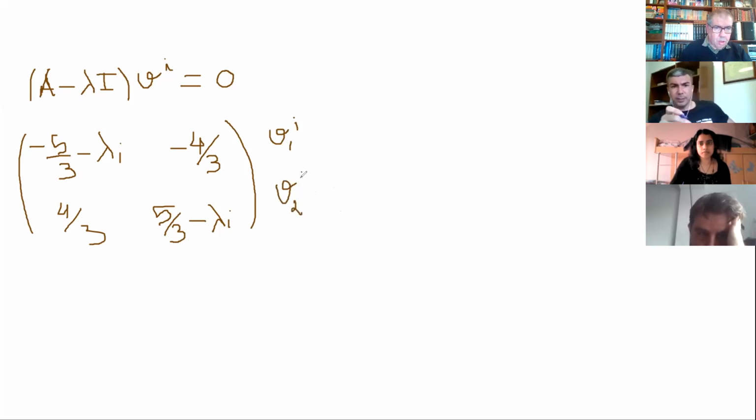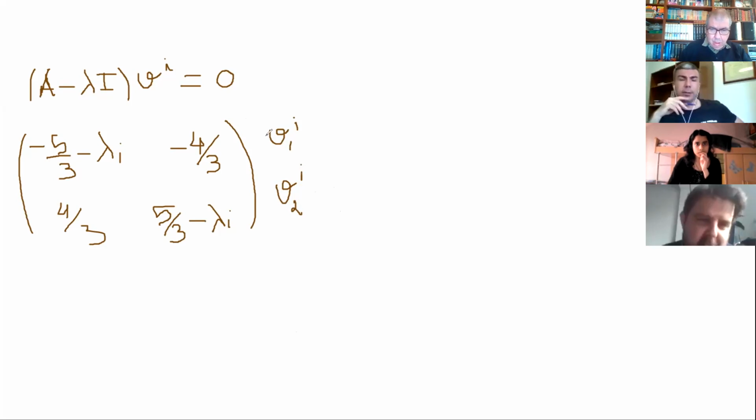The sign of minus 4 divided by 3, the one on the right is plus. No, it's correct, because it's multiplied by a minus 1, minus lambda. So it's okay, correct. Okay, yeah, you're right. You multiplied it by minus 1, so it's equivalent and correct.